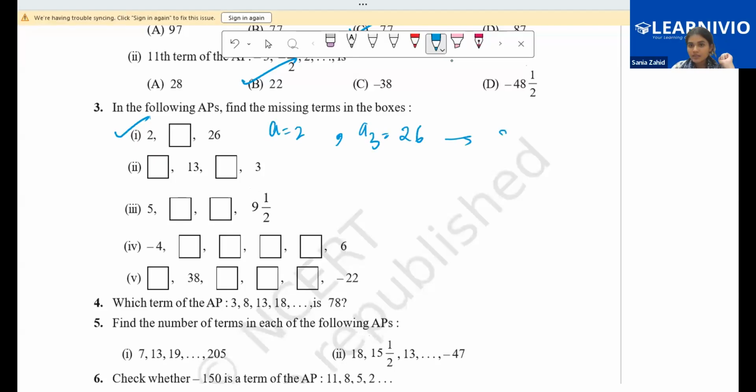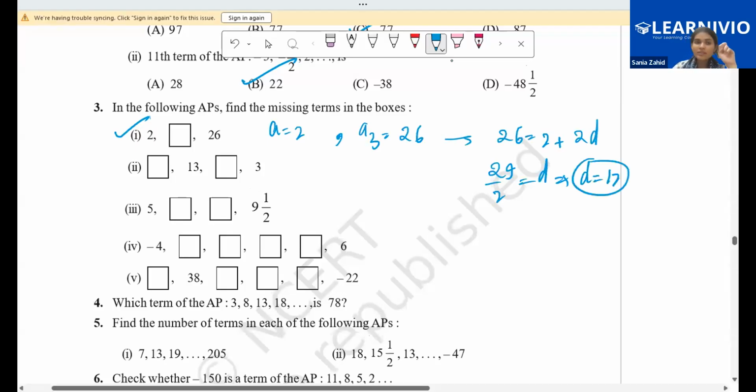a plus n minus 1 d. So a plus 2d will give you 26. So 24 by 2 should be d. Thus d is equal to 12. Now if the common difference is 12, can you find the second term? What's the second term if the common difference is 12?